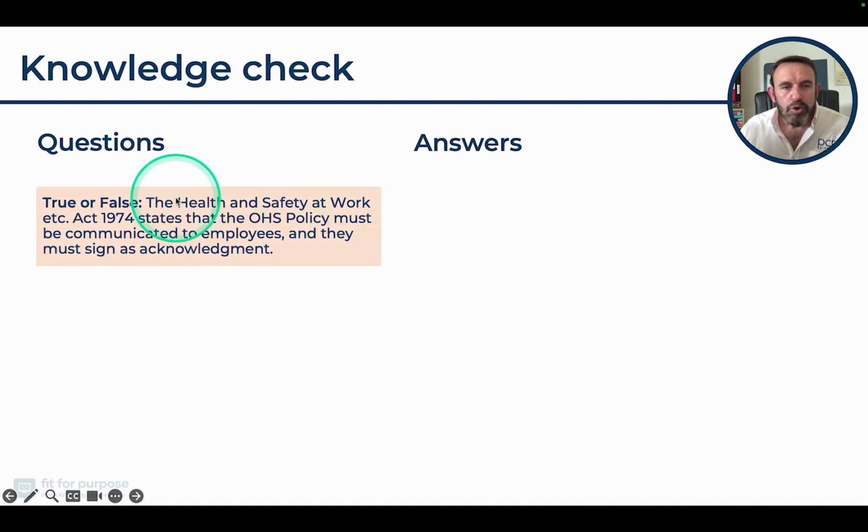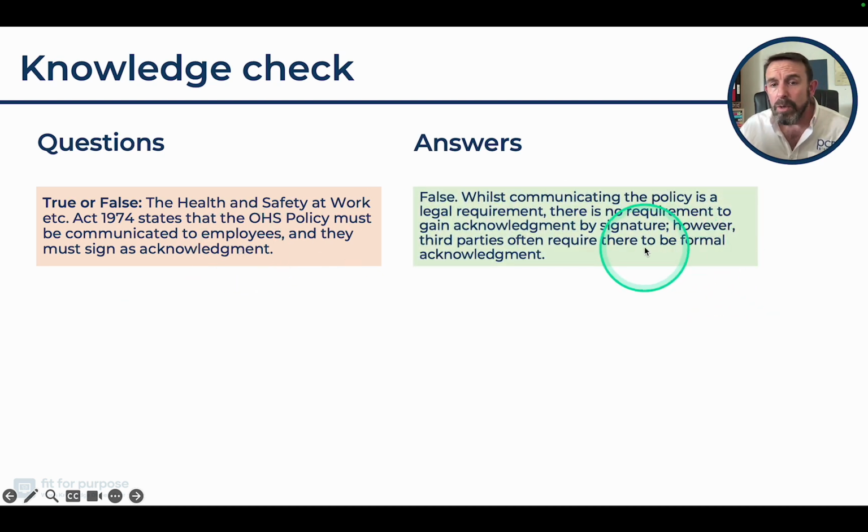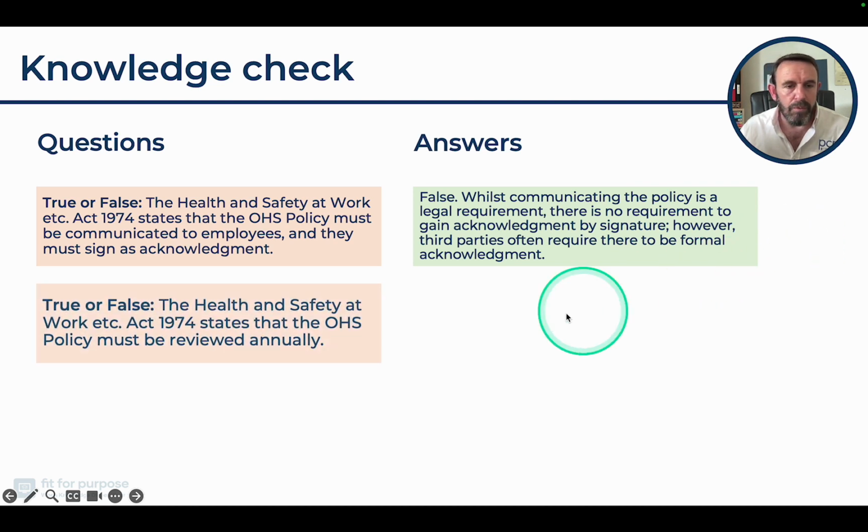Nearly there. True or false? The Health and Safety at Work Act states that the policy must be communicated to employees and they must sign as acknowledgement. Do they have to sign as acknowledgement? No, they don't. Communicating the policy is the legal requirement, making sure people understand it, but ultimately there is no requirement to sign it, but third parties may want that.